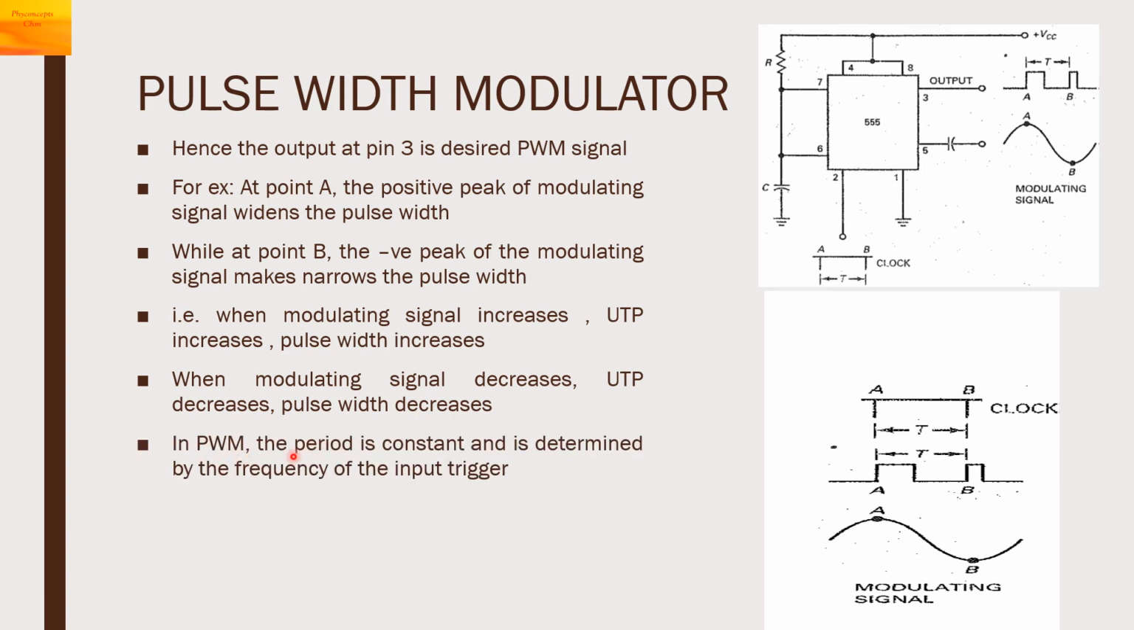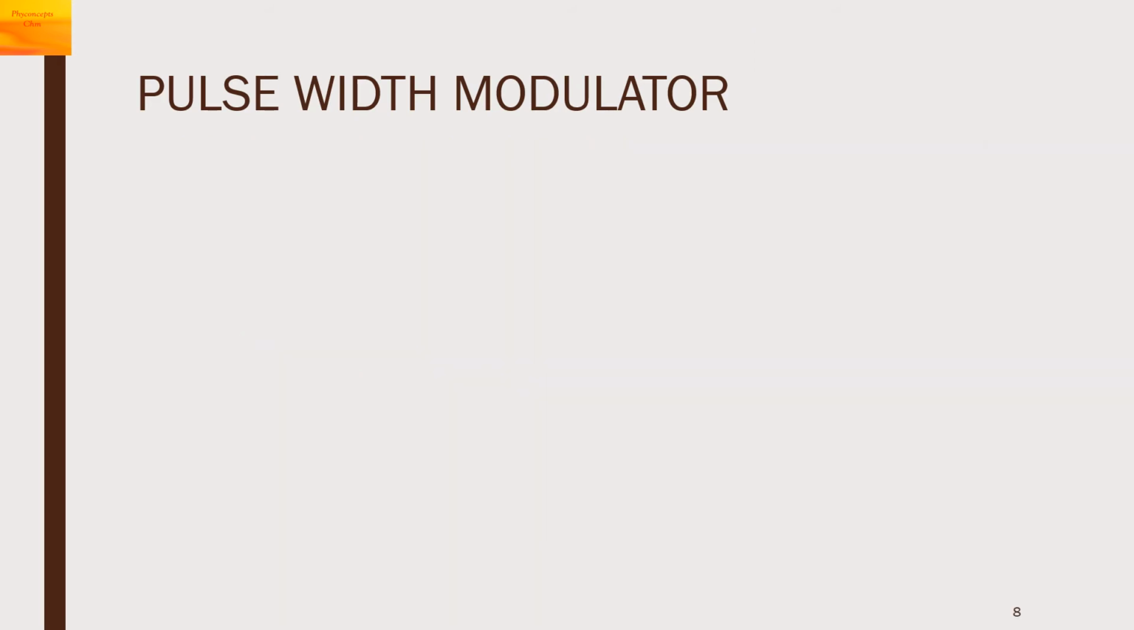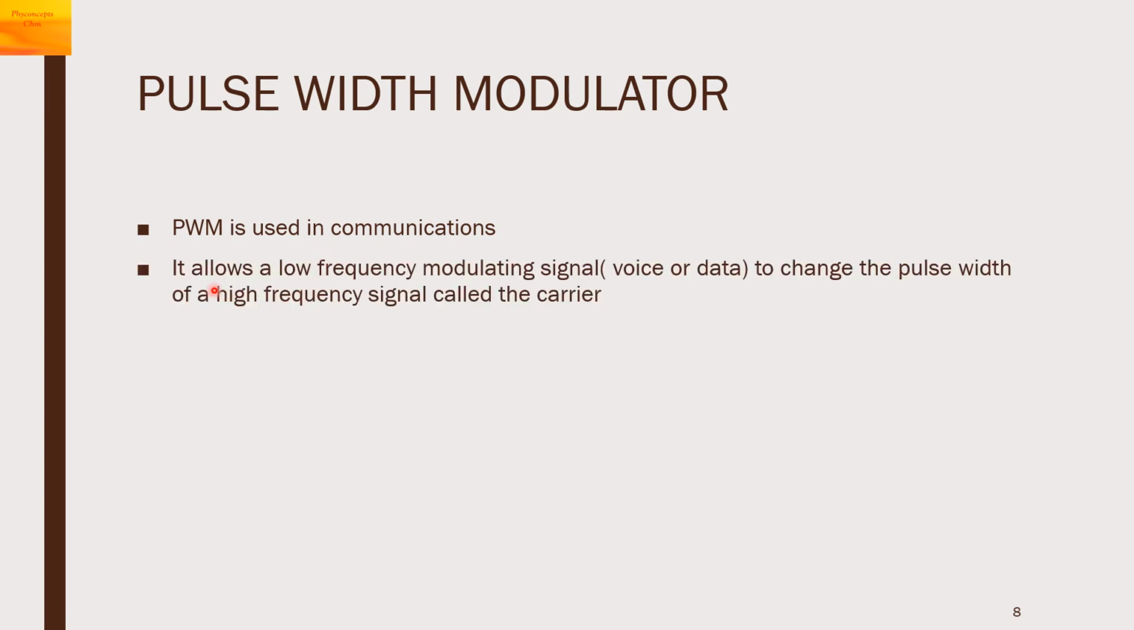In PWM, the period is constant and it is determined by the frequency of the input trigger. This means that the leading edge of the output pulse always occurs after a fixed interval of time. Pulse width modulation is used in communications. It allows a low frequency modulating signal such as voice or data to change the pulse width of a high frequency signal called a carrier.